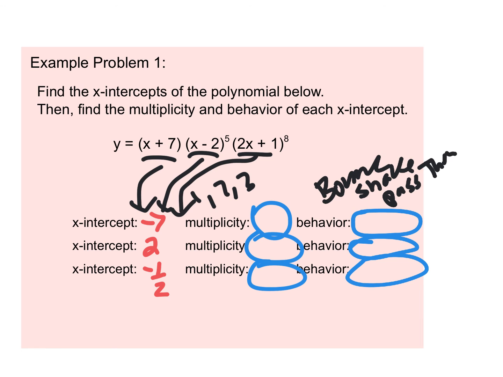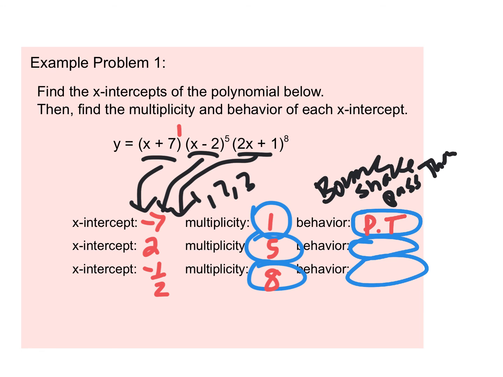Parker, tell me the multiplicities. The -7 has a multiplicity of 1, which is correct because there's a 1 right there. Okay, the multiplicity for the 2 is 5, and the multiplicity for the -1/2 one is... Excellent. Do you remember what 1 does? Yeah, it passes through. PT, pass through.